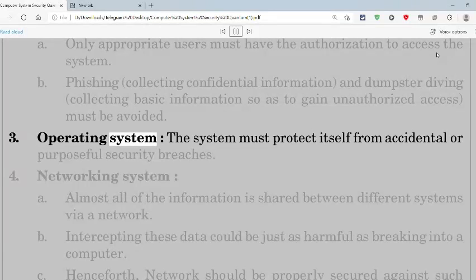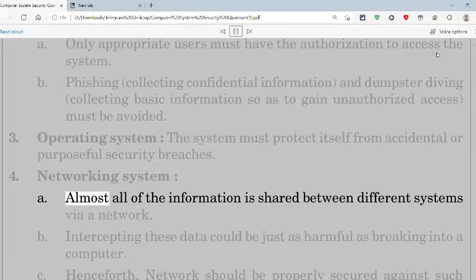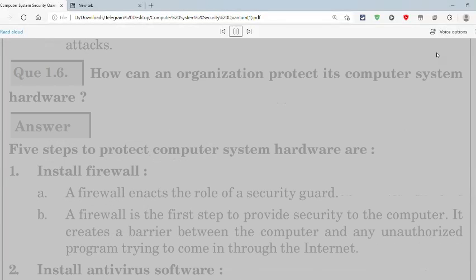3. Operating system. The system must protect itself from accidental or purposeful security breaches. 4. Networking system. A. Almost all of the information is shared between different systems via a network. B. Intercepting these data could be just as harmful as breaking into a computer. C. Hence, the network should be properly secured against such attacks.